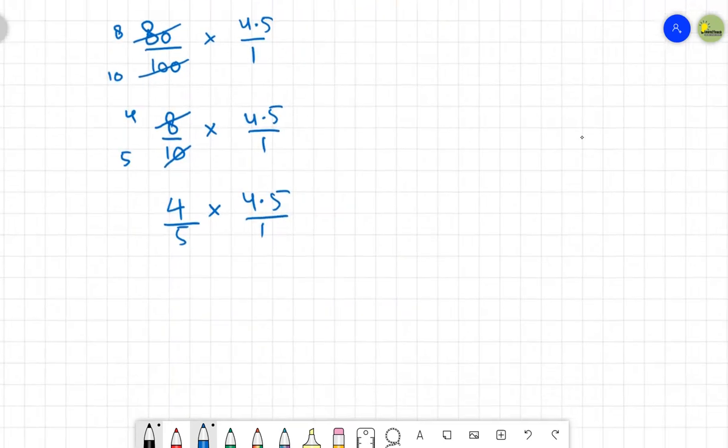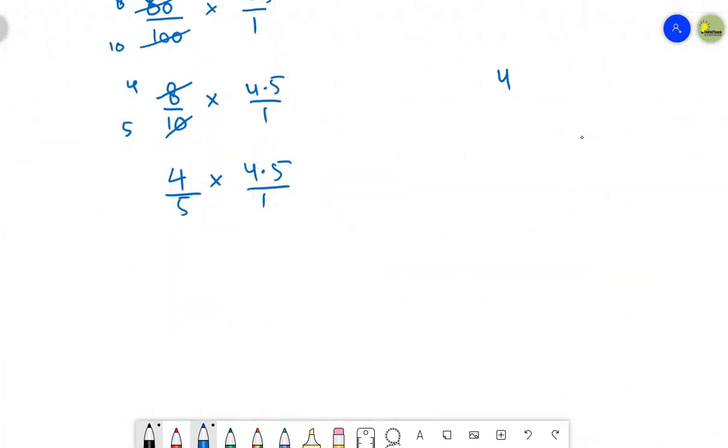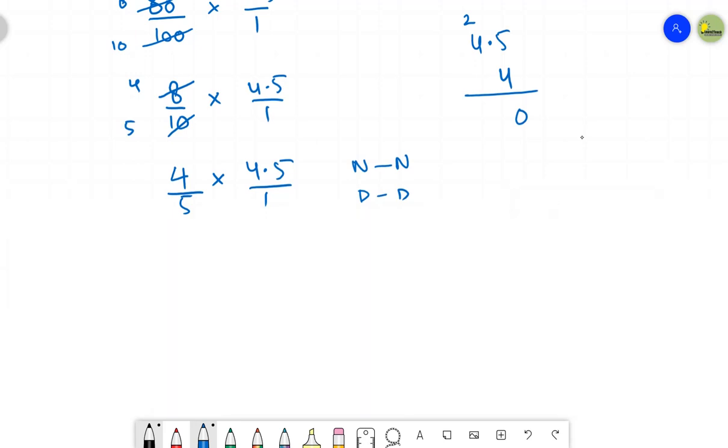Now let's multiply the values. 4 multiplied with 4.5. Multiply numerator with numerator and denominator with denominator. 4 5s are 20. 4 4s are 16, 17, 18. So it is going to be 18.0. Right? So I can only write 18. There is no need to write .0. Why? Because if you have 0 after the decimal point, then it has no value. So you can only write 18 divided by 5 ones are 5.